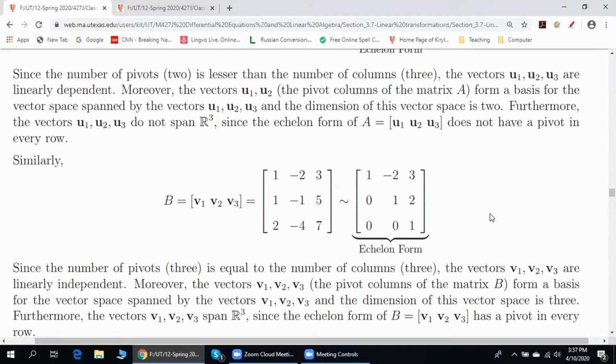Independence is different than spanning Rn. In this echelon form on screen, these 3 vectors span R3 because we have a pivot in every row. You can have a rectangular matrix which can be independent, but it wouldn't span Rn. Absolutely. Just consider vectors v1, v2 only. They will be independent, but they will not span R3.